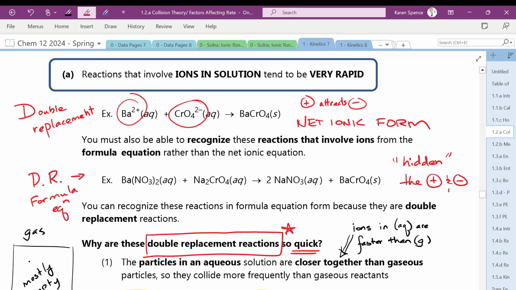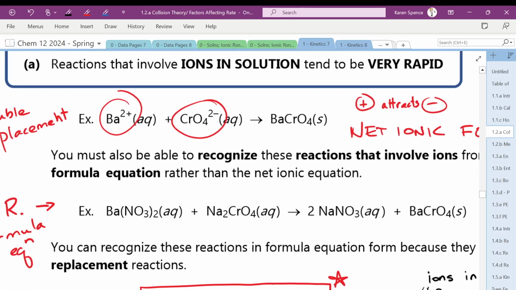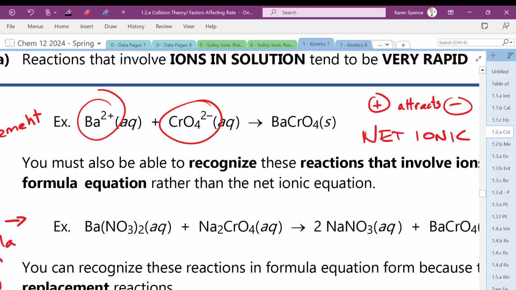So if you're looking at these, and usually what will happen is you'll be given a bunch of reactions, say multiple choice, 4 reactions, and you're asked, which is the fastest? All right, you might be looking and you're like, oh, I know that ions in solution are the fastest. And I know that double replacement is the fastest of the fastest, right? But you might look at this and you might be like, I don't see any ions. And you'd go, oh, that one's not so fast.